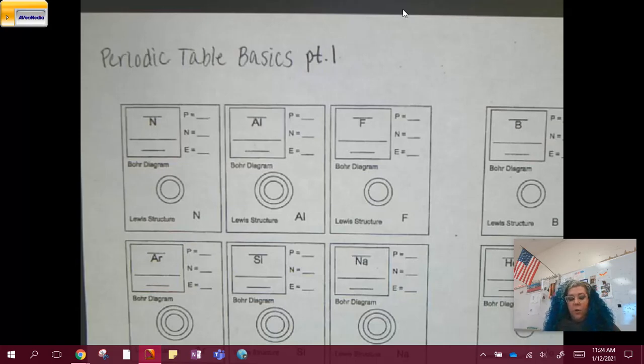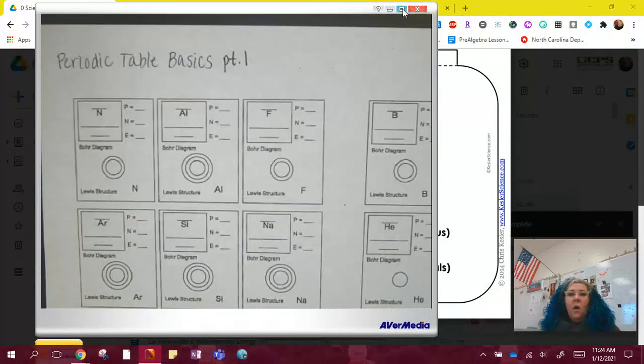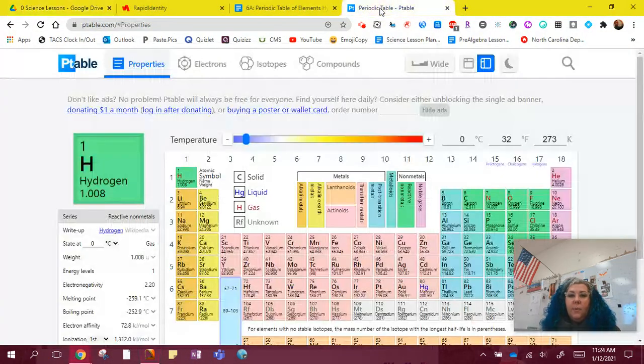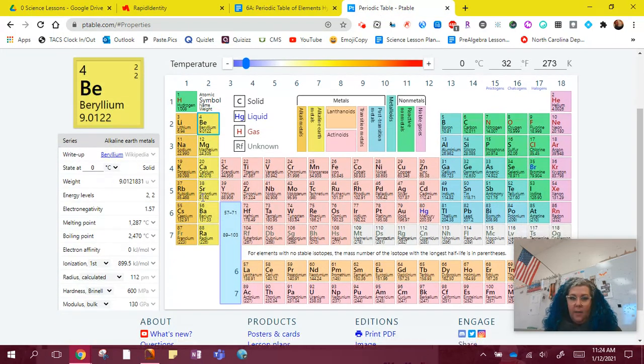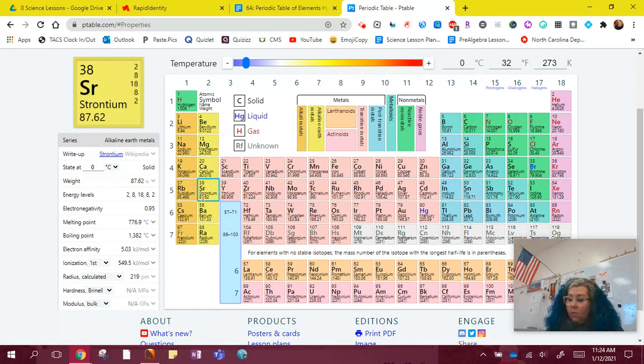All right, so you are going to need a periodic table, and you may either print one out, I have one linked, or you can go to ptable.com, super easy, ptable.com, and it looks like this. All right, so the first one on our periodic table basics is nitrogen. So we're going to go over to nitrogen, and if you just hover over it, you can see it'll pop up over here.